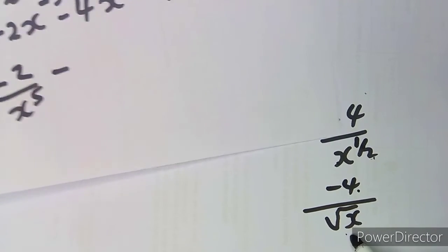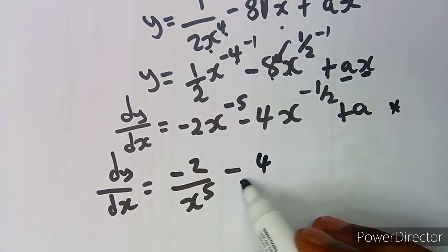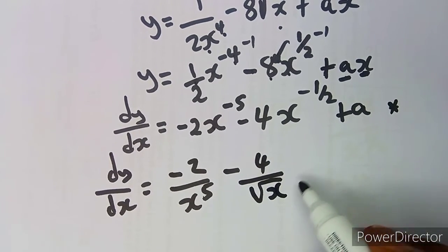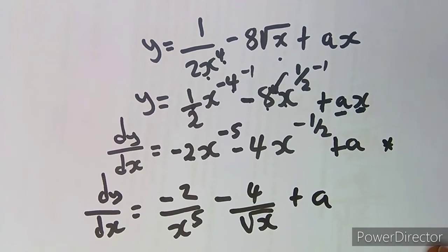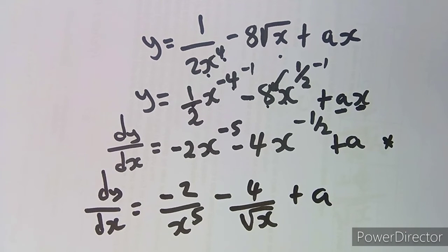x to the exponent of half is the same as square root of x. So this one is going to be written as minus 4 over square root of x. That is the surd form now. So we have minus 4 over square root of x plus a. So that is how you can leave your answer in terms of positive exponents, and in terms of what? In terms of surds. To leave your answer in surd form is to leave your answer under the square root. Okay, so that is what we had.